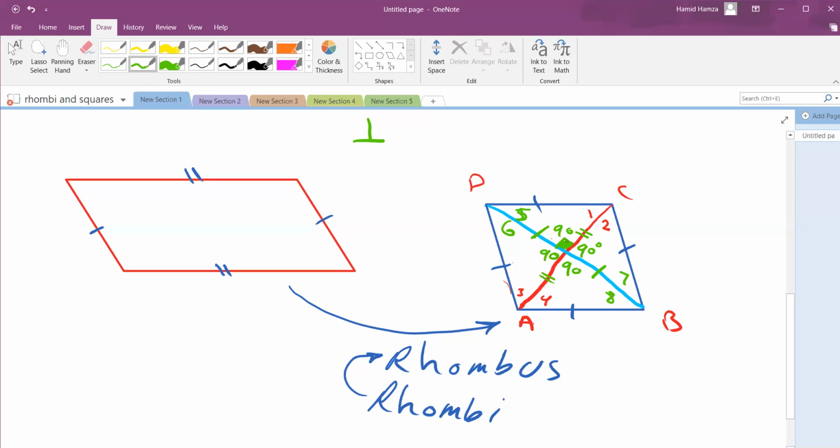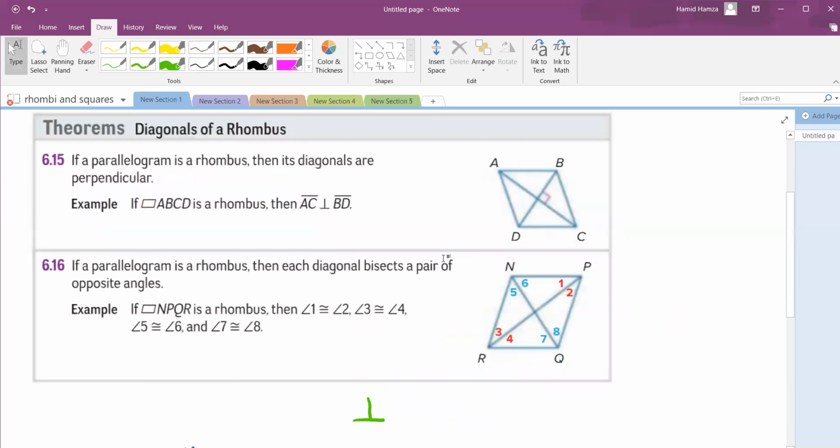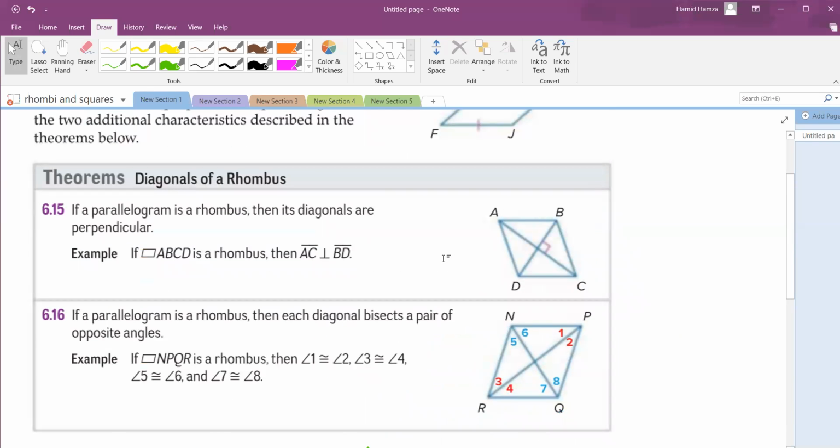The diagonals are perpendicular. That means the four angles included between the diagonals are all 90 degrees. So this is all about the rhombus. Okay, so let's take an example.